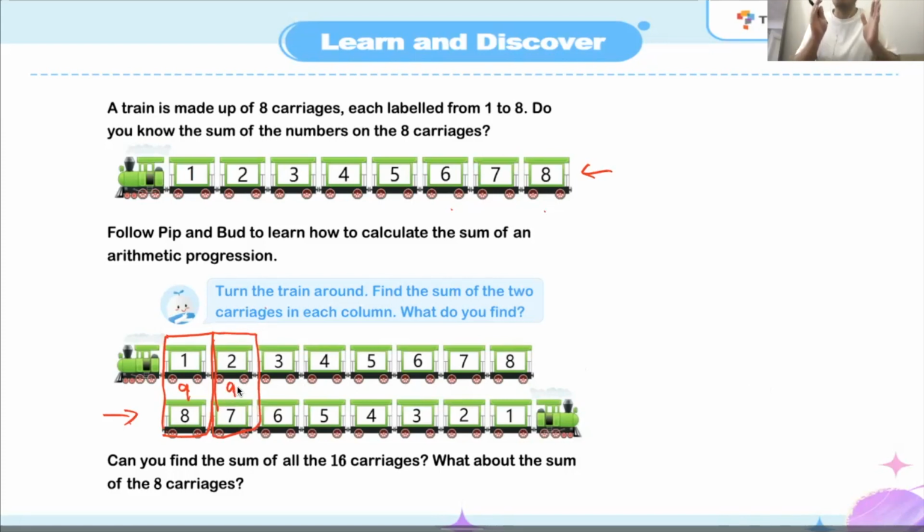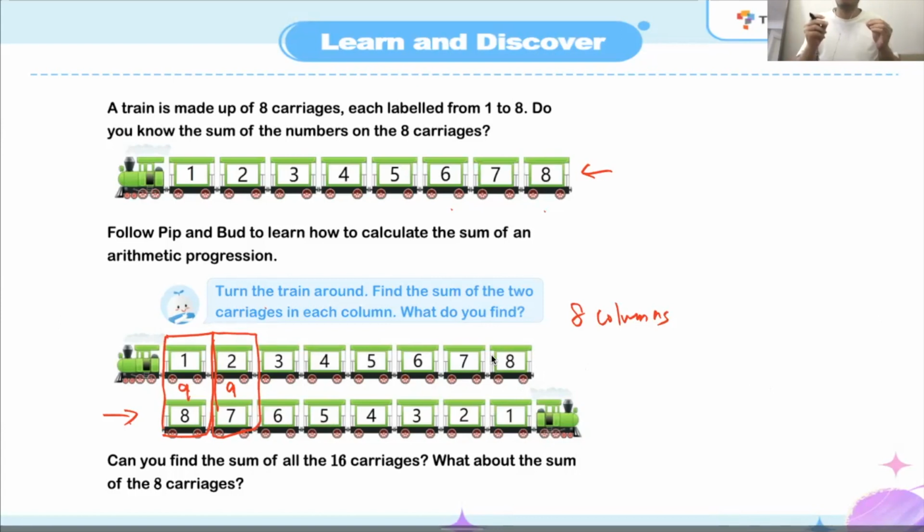So how many columns do we have? That is 8 columns, right? We can use 8 columns in this true listing.